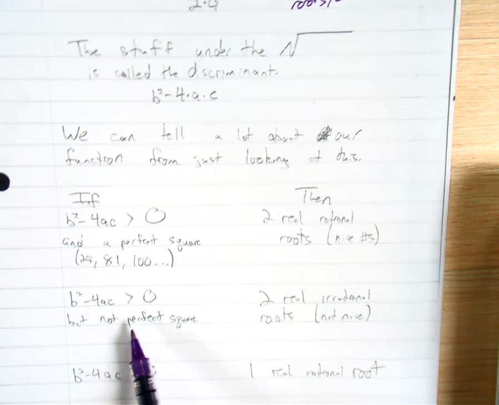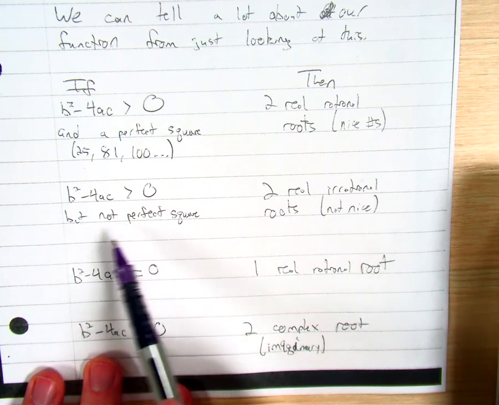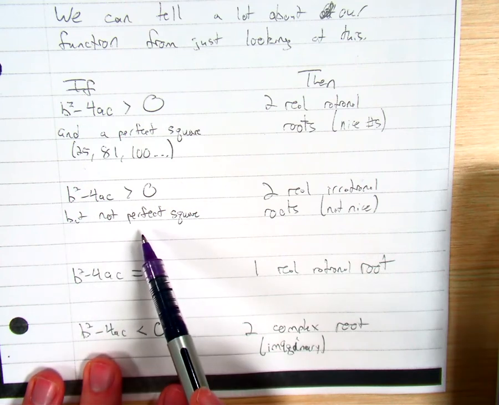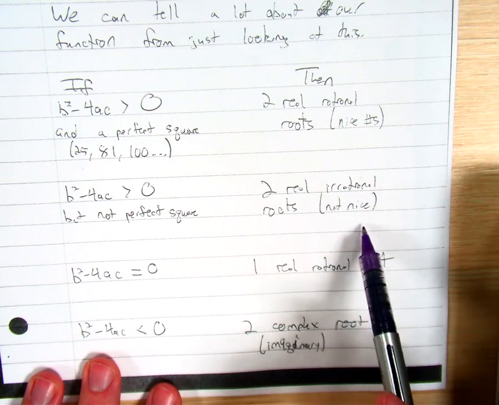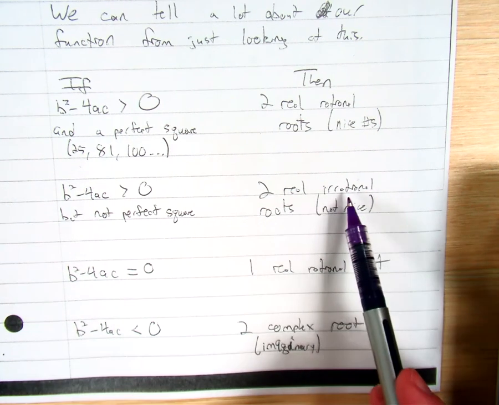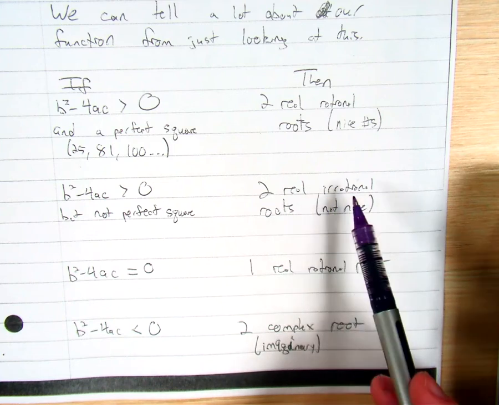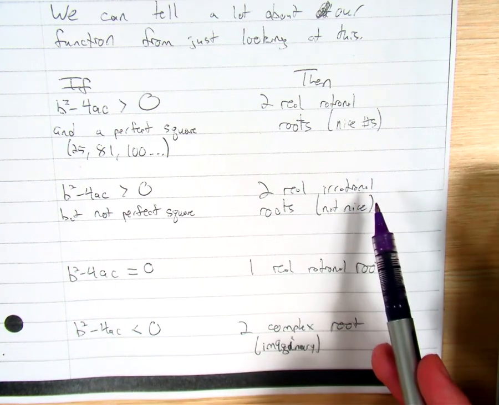If b squared minus 4ac is positive, but not a perfect square, then you're going to have two real irrational roots. Not that nice. They're real, they're not imaginary, but they don't come out nice. So like the square root of 3, or the square root of 17, or something weird like that.